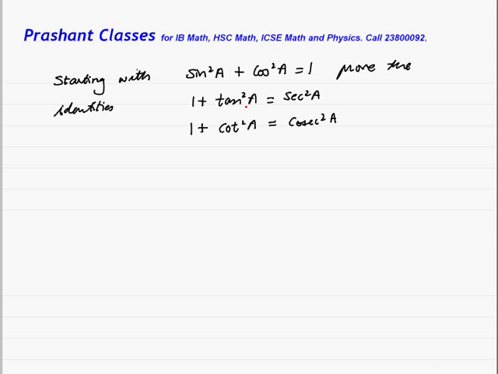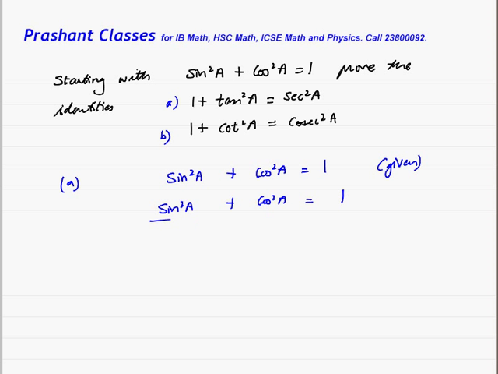So starting with sin square a plus cos square a, prove these identities. Now let's begin with a; let me call them a and b. For a, I'll begin with sin square a plus cos square a is equal to 1. This is given. We divide throughout by cos square a.